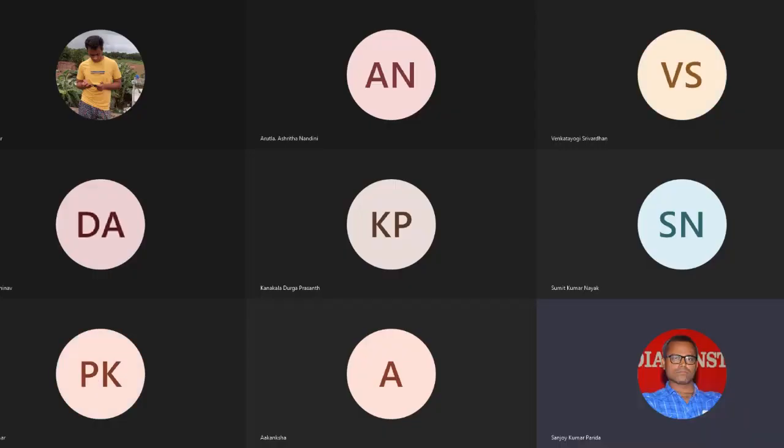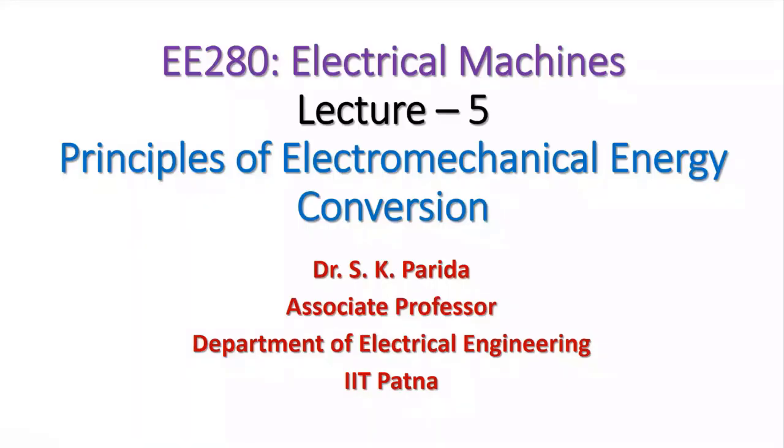Welcome to lecture number 5 of electrical machines. In the last class, we discussed magnetic circuits, and also self-inductance and mutual inductance and how they play an important role in a coupling circuit. When there are many coils connected together in series or parallel and magnetically coupled, we have already discussed how to find the equivalent inductance of the circuit.